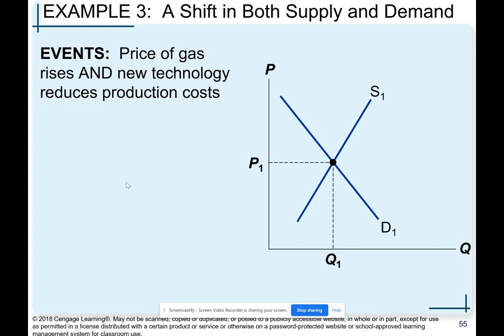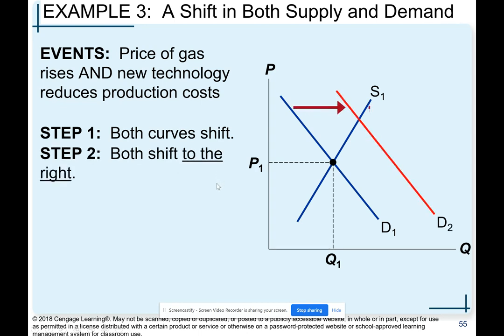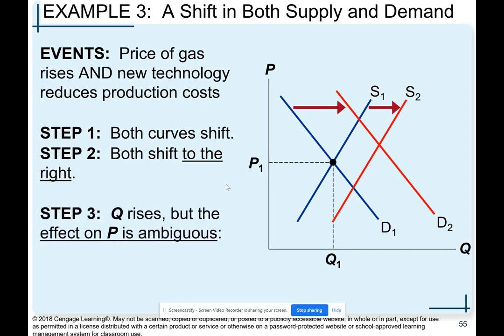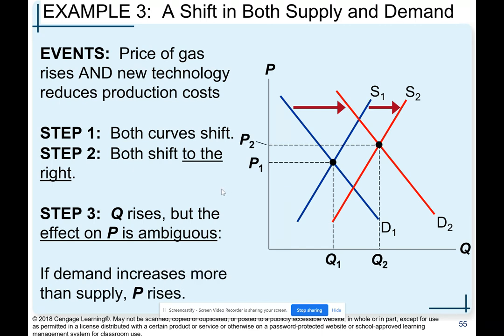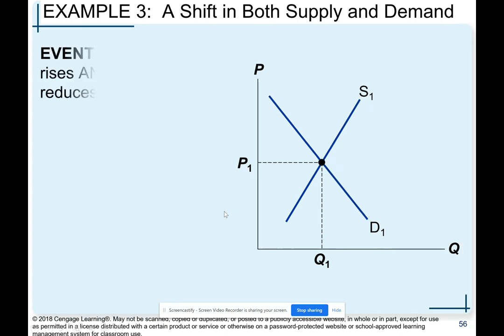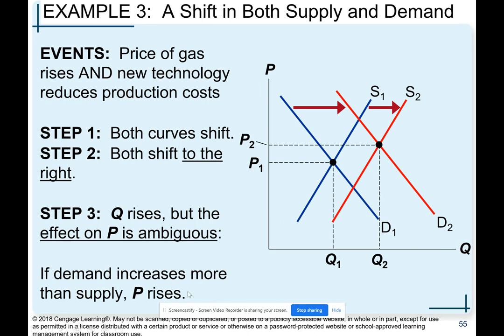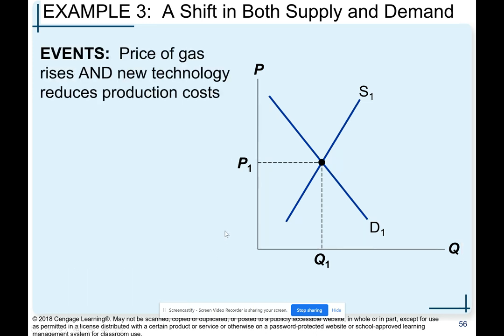Event: a shift in both supply and demand. The price of gas rises and new technology reduces production costs. Step 1, both curves will shift. Step 2, both shift to the right. Step 3, quantity rises, but the effect on price is ambiguous. If demand increases more than supply, prices will rise.